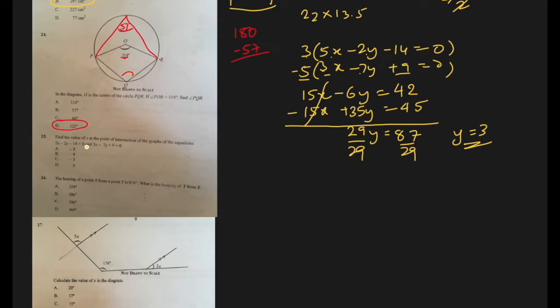And what are they asking? Find the value of x, not y. That means we'll have to use one of the equations to find the value of x. So let me use this one. 3x minus 7, and y is 3 now, plus 9 equal to 0. 3x, this is minus 21 plus 9, minus 12. When it goes to the right side, becomes positive 12. Divided by 3, divided by 3, x is 4.